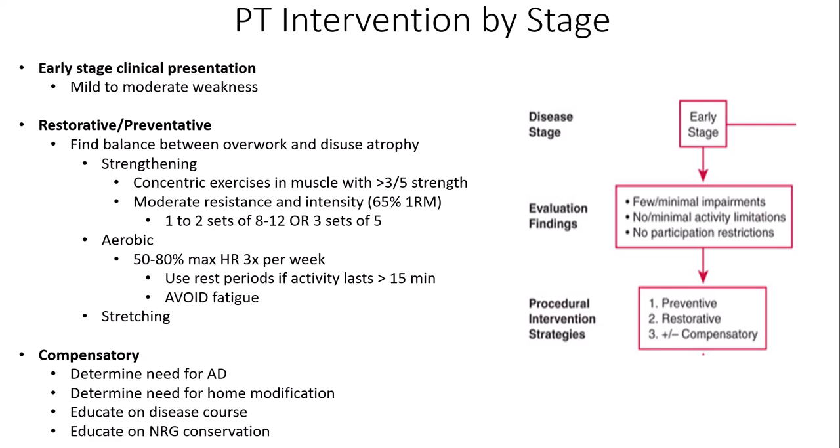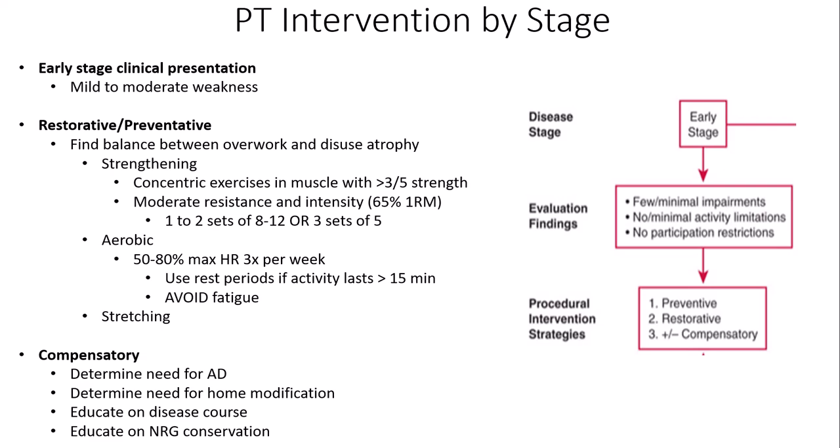What you might find early on, especially with limb onset ALS, is going to be mild to moderate weakness. Okay, as I mentioned previously, you have to find that balance between overwork and disuse atrophy. What's recommended right now is strengthening exercises, only concentric exercises in muscles with greater than 3 out of 5 strength. You're going to choose moderate resistance, approximately 65% 1 rep max, using 1 to 2 sets of 8 to 12 or 3 sets of 5, and that's it.